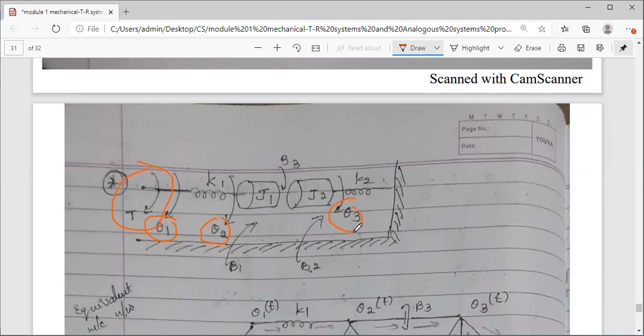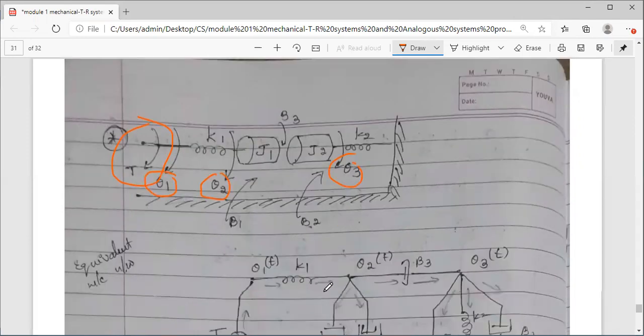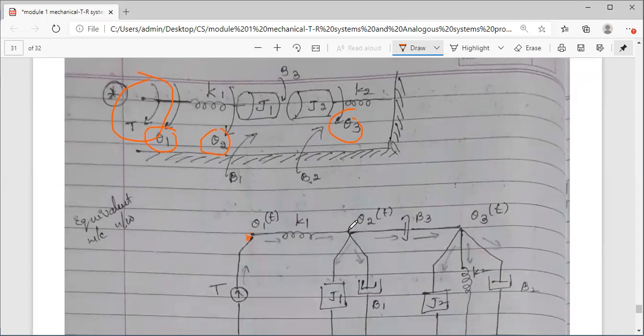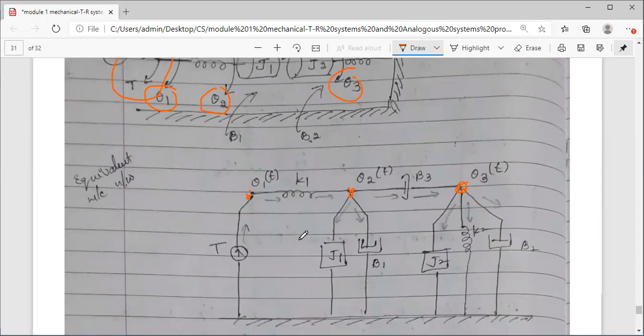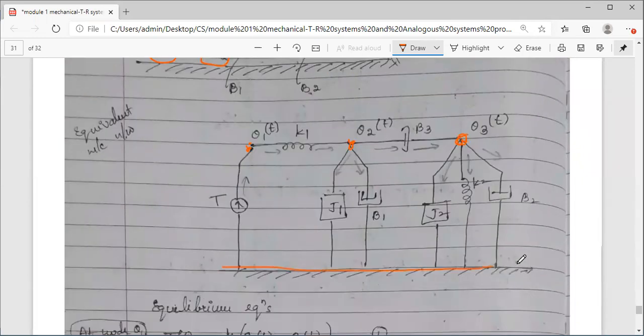So how many nodes will you get? 3 nodes. So what do we have to do first? The elements we have already identified. Then we will first draw the equivalent mechanical network. Displacements we are having 3, so let's take 3 different nodes. Okay, let me point it and, at some distance, draw one reference.